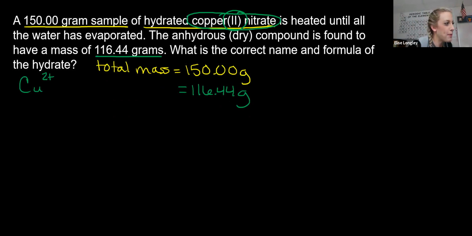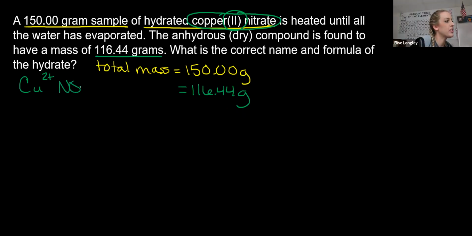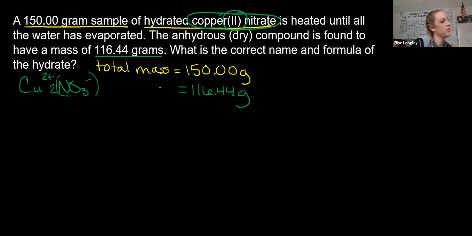So what is nitrate in your reference packet? It is NO3 minus. So how many nitrates do I need to balance my copper? 2. I need 2 of these, right? So I'm going to end up with Cu(NO3)2. Awesome. Good job, Milan. Thank you for letting me torture you for such a long amount of time.